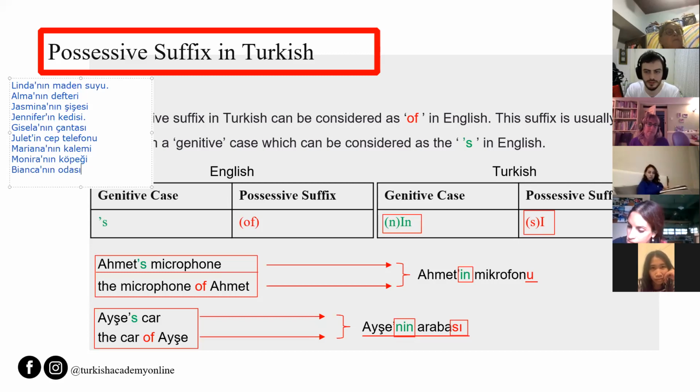Anyone? Ben. Bianca. Bianca'nın odası. Bianca'nın odası. Bravo. Hamlet. Ben, veamos, Ayşe'nin mektebi. Ayşe'nin, let's say okulu, because we don't use the word mektep. Are you talking about the letter or the school? Mektep. Evet. Are you talking about mektup? Mektup. Evet. Mektebi. Okay. Doğru mu?